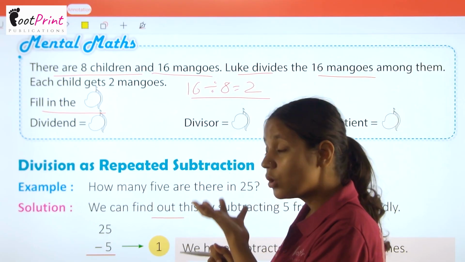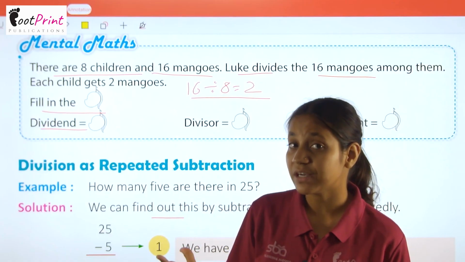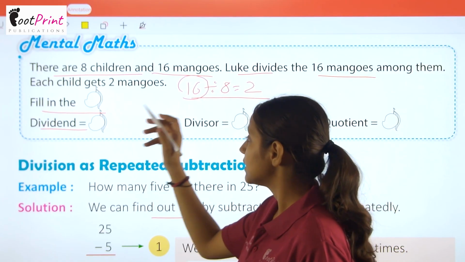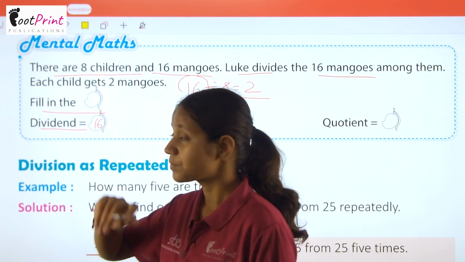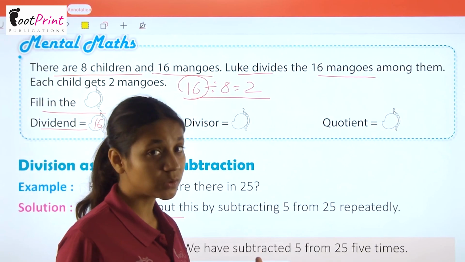Now fill in the mangoes. Dividend. Now in this equation, what is the dividend? That means the number which is to be divided. That is 16. Now how many groups were there? That means how many students were there? 8.